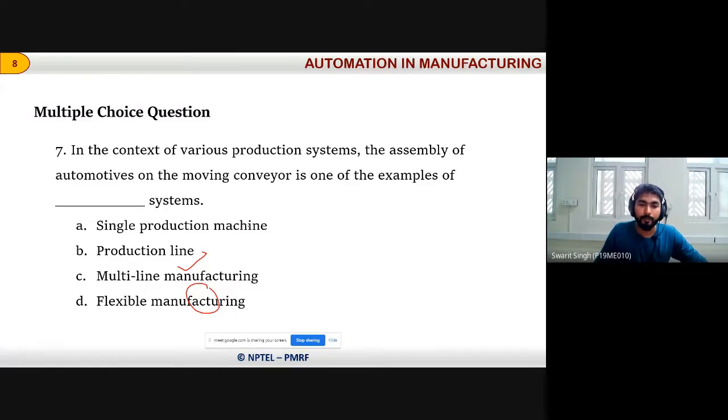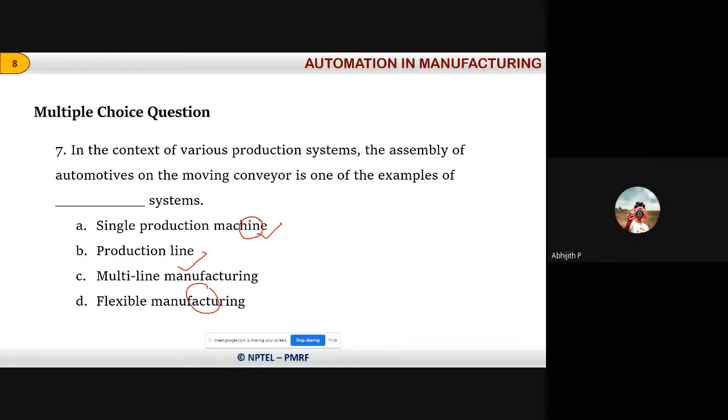So, first of all, the one who gave the answer for this question selected single production machine. So why did you select this? Why did you think this is a single production machine? Conveyor is one of the... Yeah, there is a conveyor. Okay.